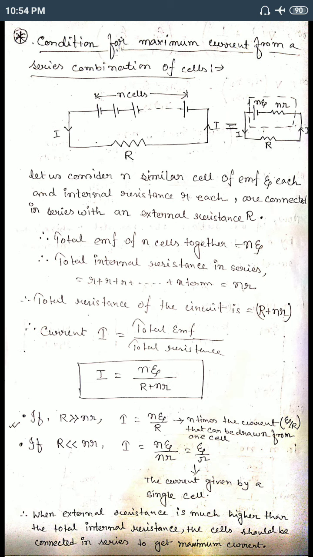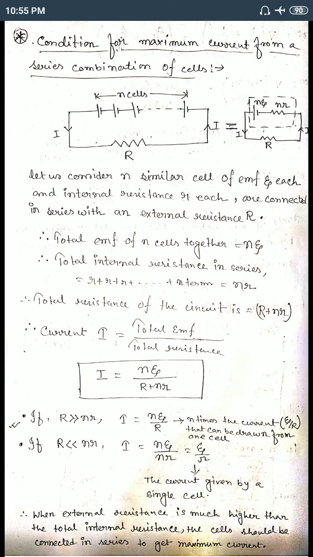So let's see the figure. Here we take n number of identical cells having the same EMF, that is E, and internal resistance r. Each cell has the same EMF E and the same internal resistance r, and they are connected with the external resistance, capital R. So if n cells are there with the same EMF E, what is the total EMF of the n cells together? That is n into E.